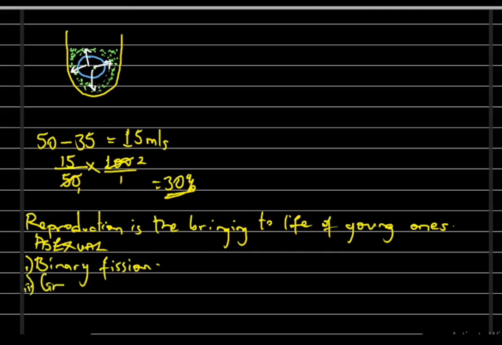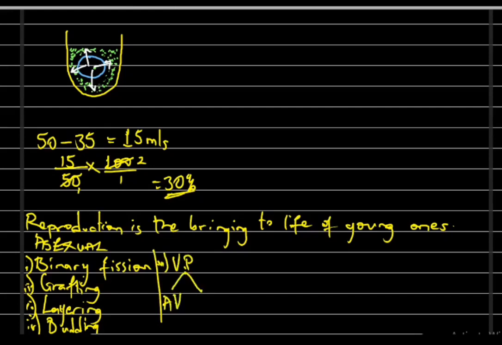we have grafting, we have layering, we have budding, we have another one, the vegetative propagation, and vegetative propagation is divided into two. We have the artificial vegetative propagation and the natural vegetative propagation. So those are all asexual.